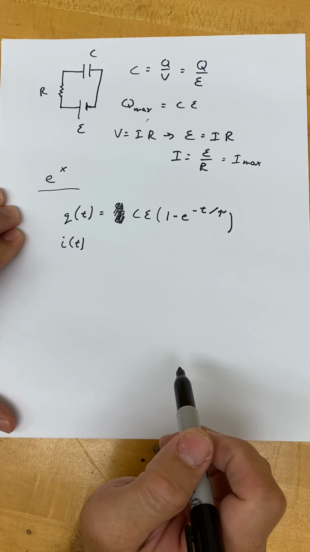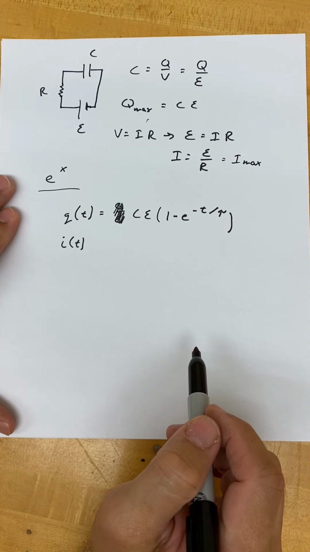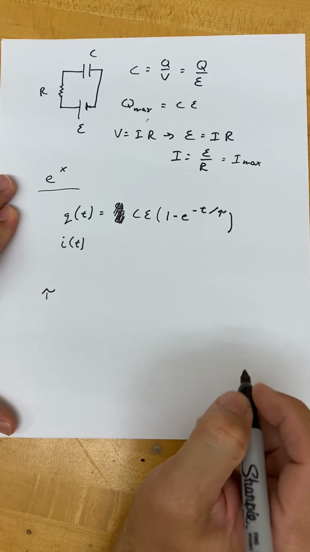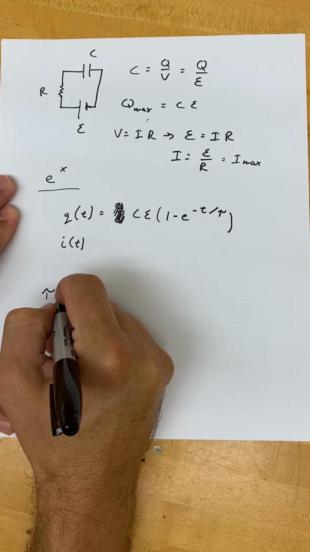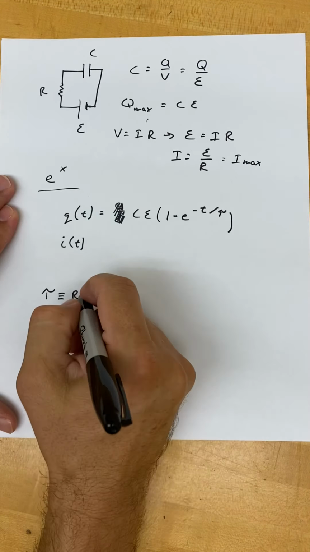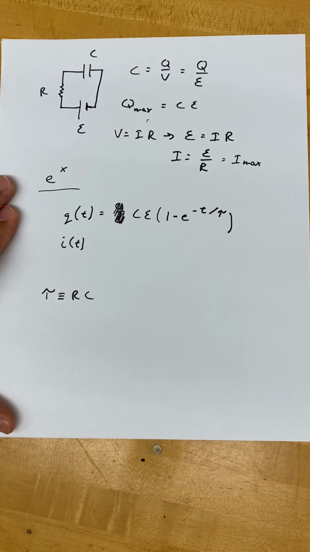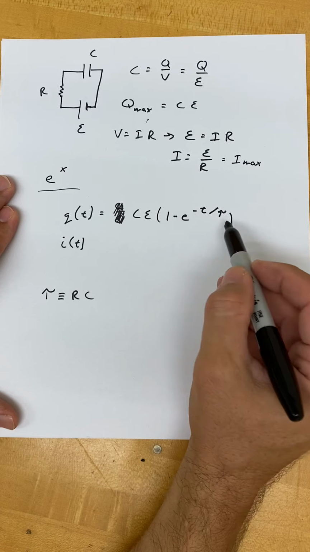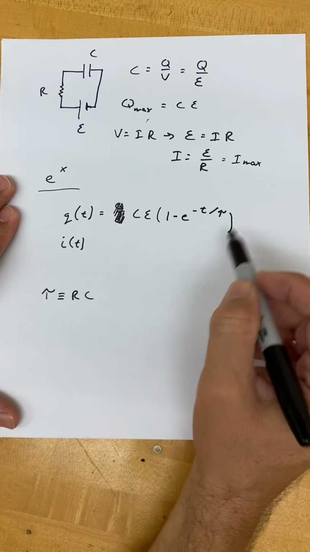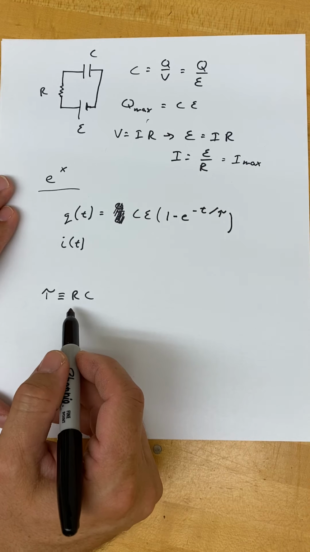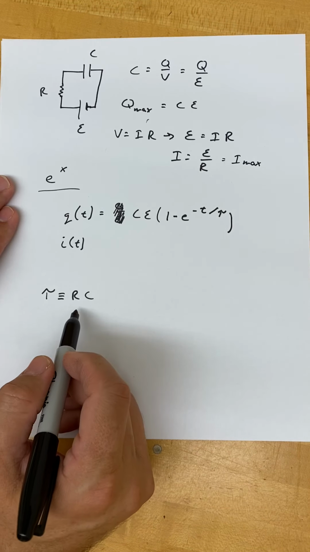Now let's talk about tau before we move on to the current. Tau is what's called the time constant, sometimes called the characteristic time. It is defined as the resistance of the circuit times the capacitance of the circuit. So sometimes you will see this equation written t over RC. There's no difference between those. This is just a handy way to keep track of the characteristic time of the circuit.